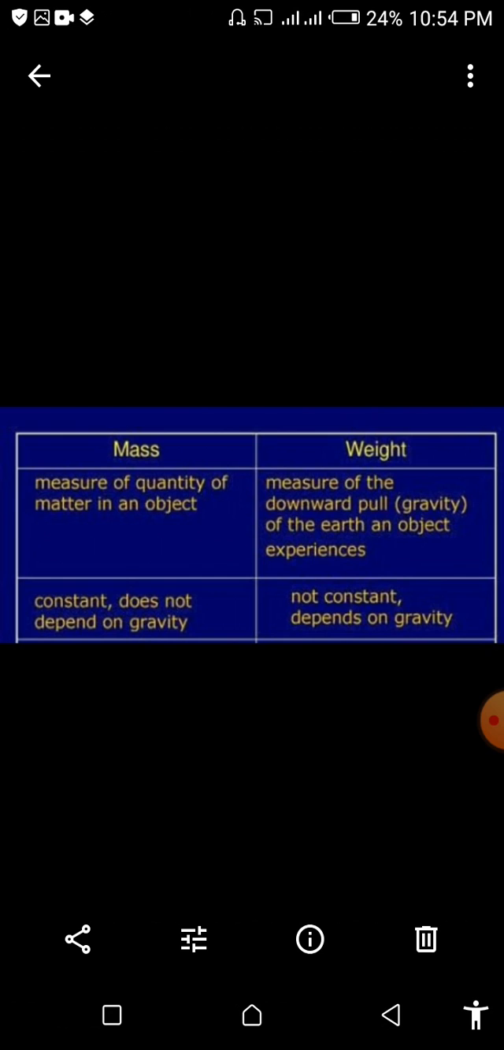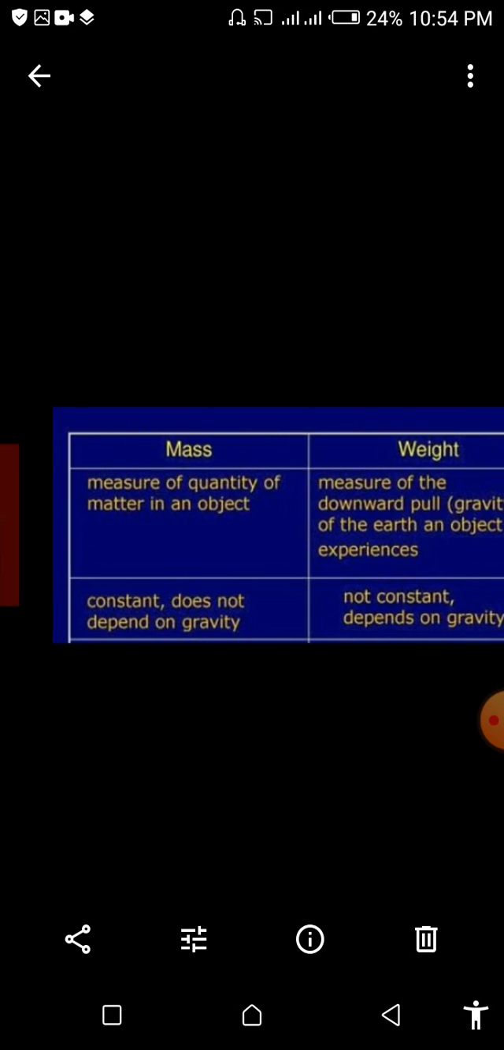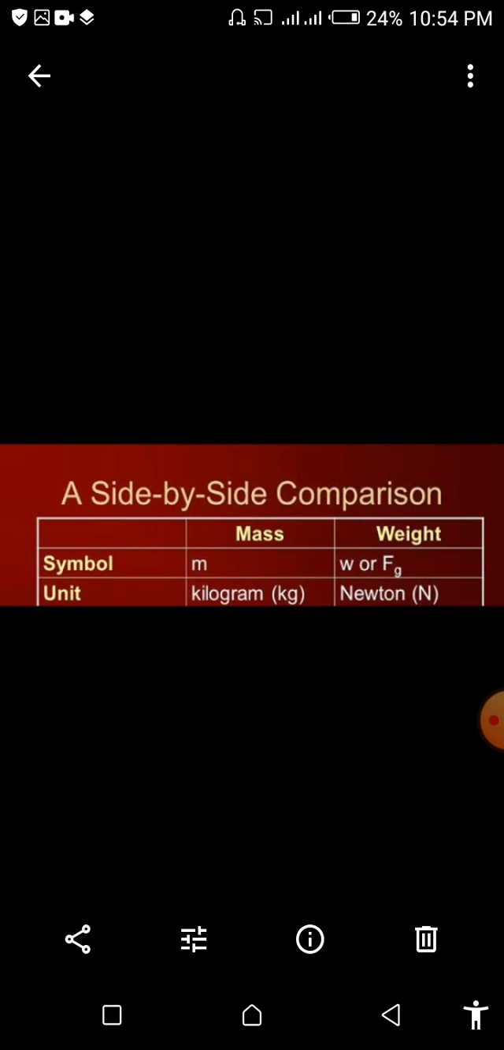The second difference between mass and weight is that mass does not change, mass remains constant, while weight does not remain constant. Weight changes, and this change depends on gravity, clear. And the third difference is of unit. You can measure mass using the unit kilograms, and you can measure weight using the unit Newton. The symbol of kilogram is kg, and the symbol of Newton is N. Hope you have understood about these topics, about these questions.